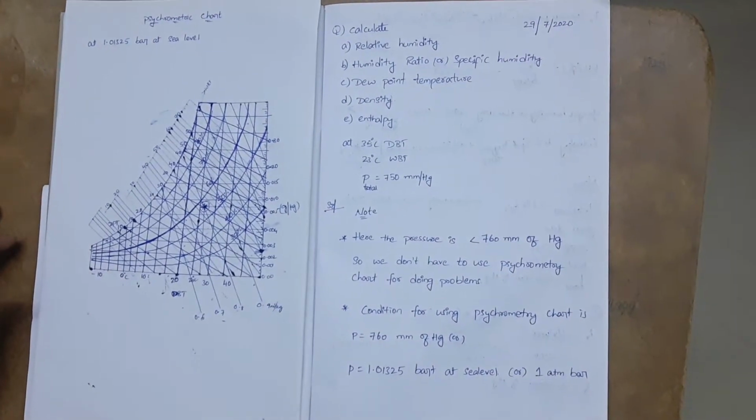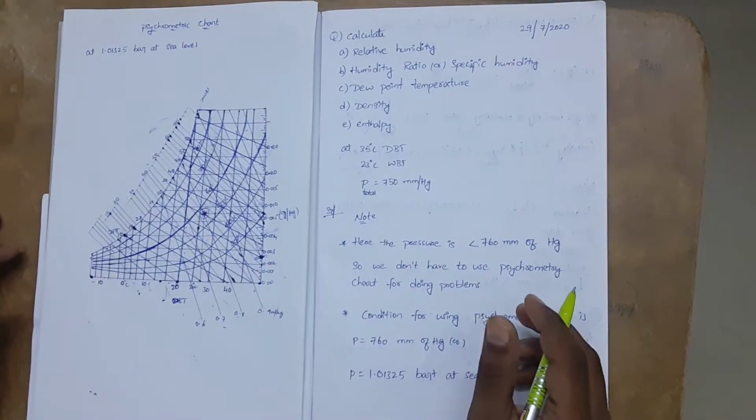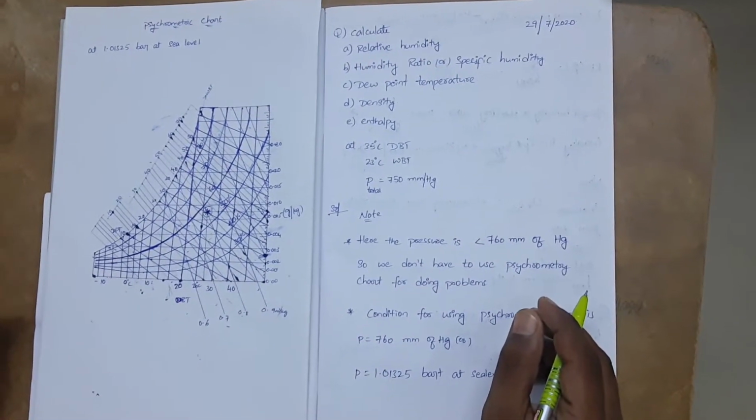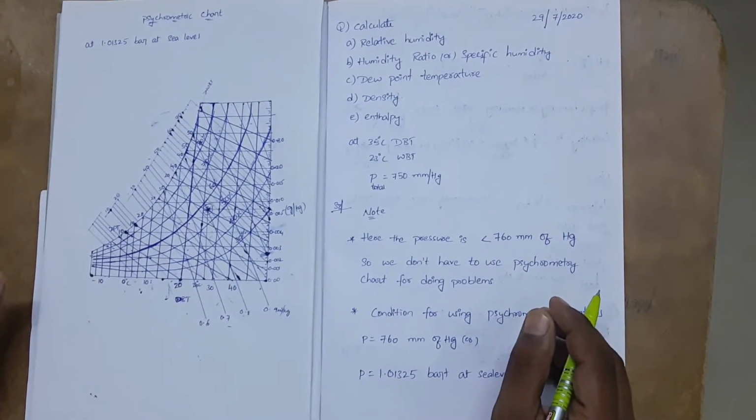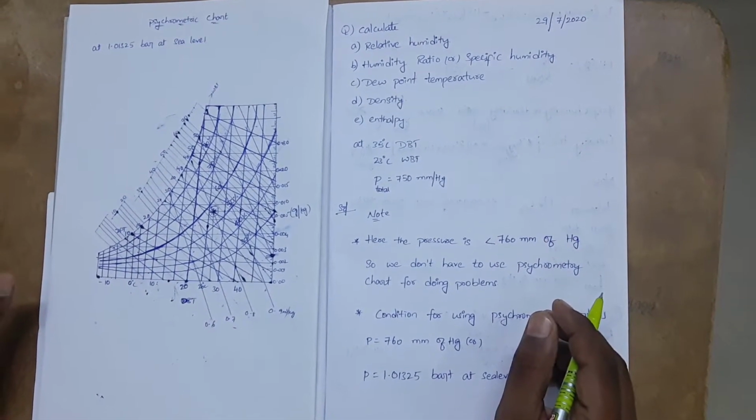So guys, in the last class we discussed the psychrometric properties. Now we are going to discuss how to do the problems based on the psychrometric properties.